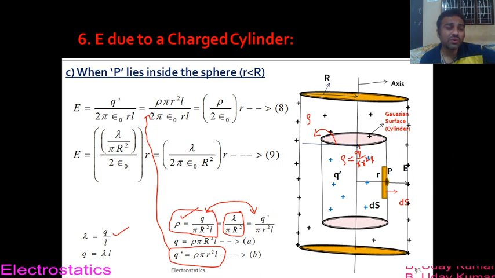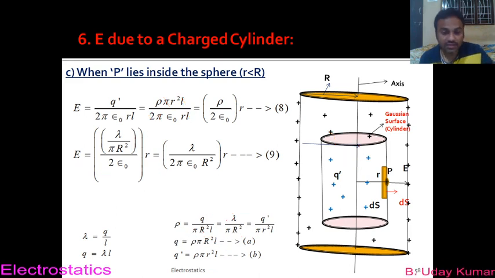If I do so, what do I get? In numerator you have rho pi r square L by 2 pi epsilon 0 RL. Now L gets cancelled and pi gets cancelled. One small r gets cancelled, and hence you get rho r by 2 epsilon 0 R here. So this is electric field intensity at a point P when it lies inside the charged cylinder in terms of rho. And if you want to write this electric field intensity in terms of lambda, what you do? You can substitute this equation now. So this is the formula.